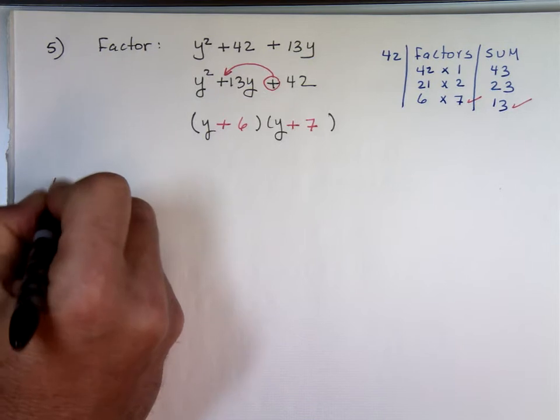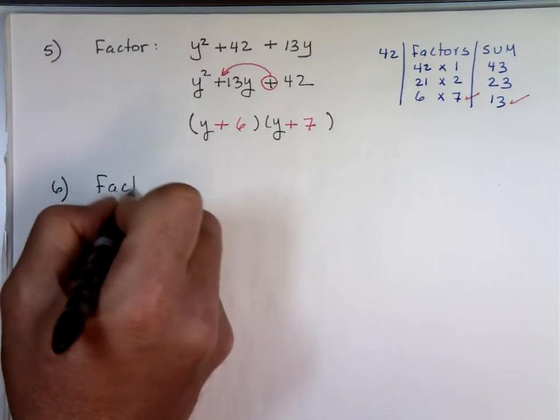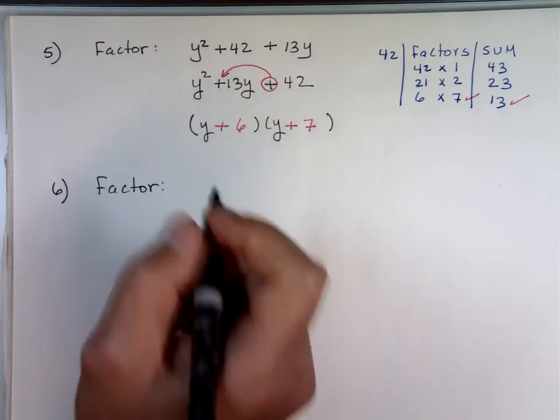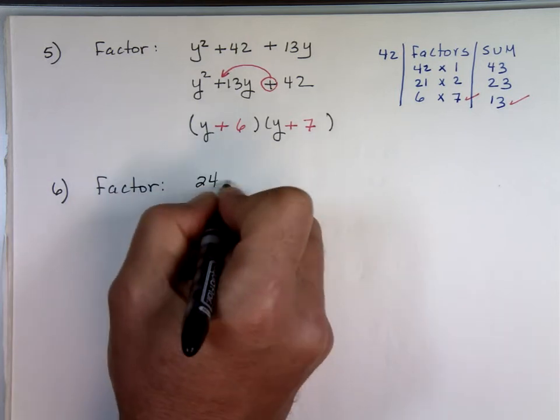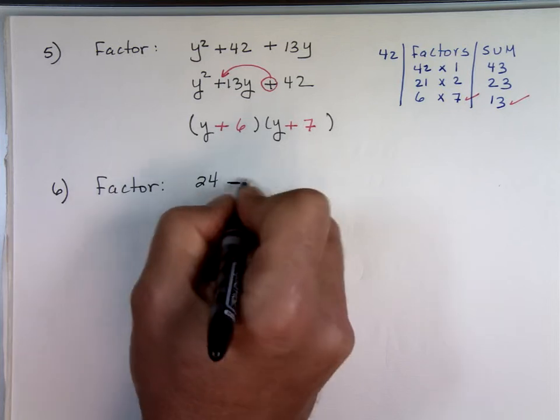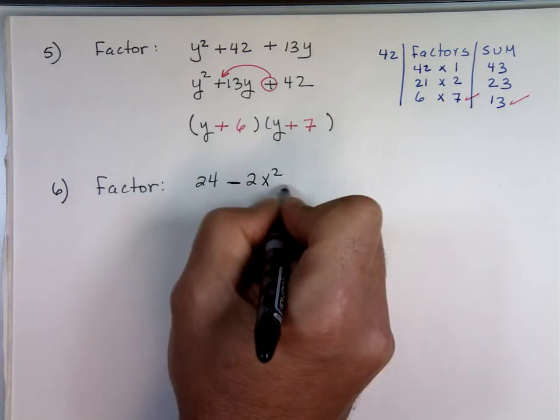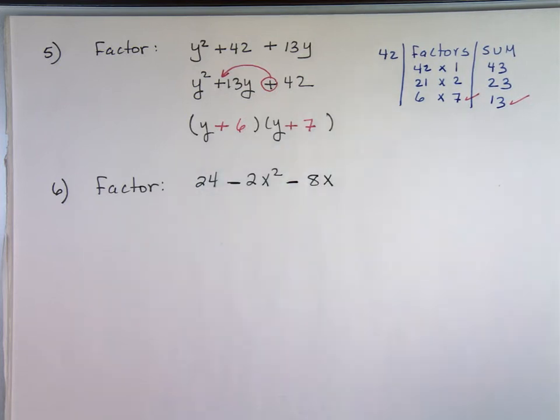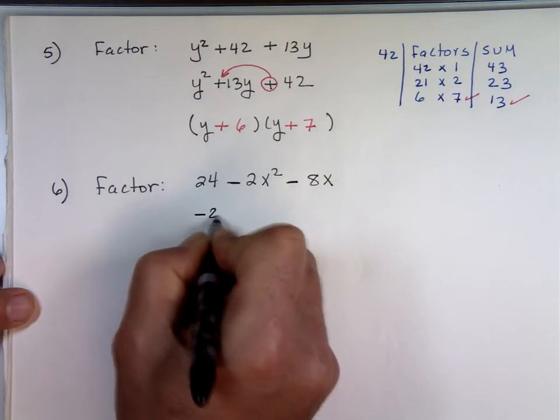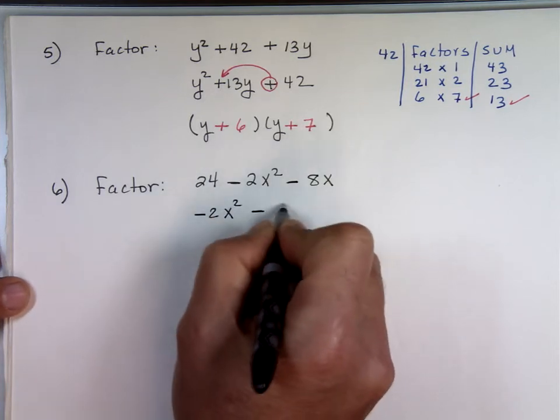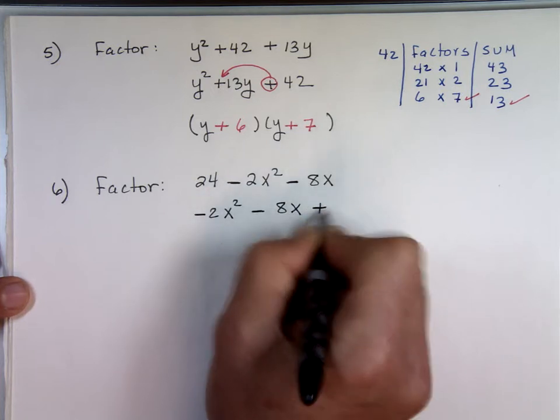Number six, factor if possible: 24 minus 2x squared minus 8x. Again, put them in descending power: negative 2x squared minus 8x positive 24.